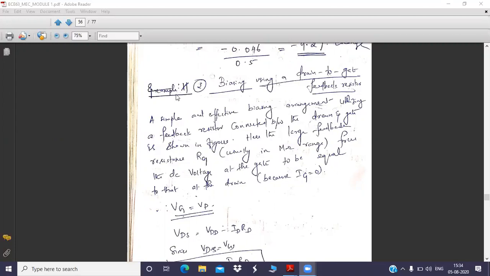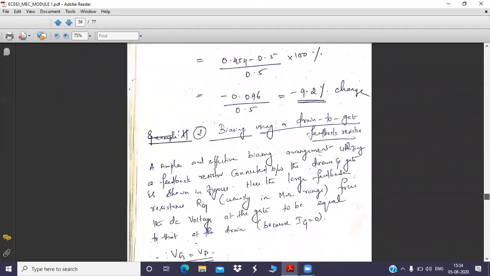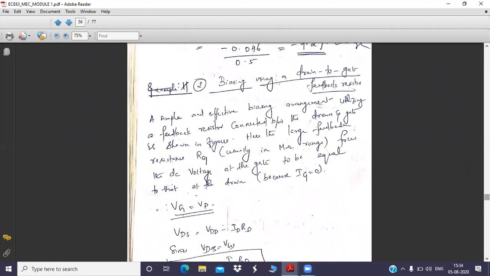Now coming to case 3. Case 3, or the third type of biasing, is biasing using a drain to gate feedback resistor. What is that? It is a biasing technique that makes use of a drain to gate feedback resistor, which means we are connecting a resistance in between the drain and gate. Understood? We are fixing a resistance between the gate and the drain. That is what is known as drain to gate feedback resistance.